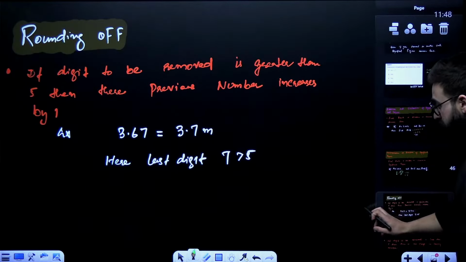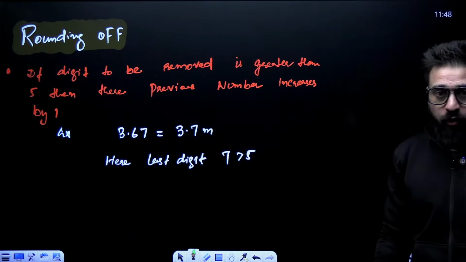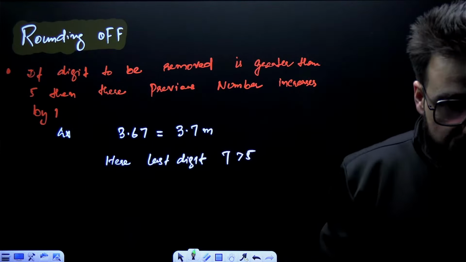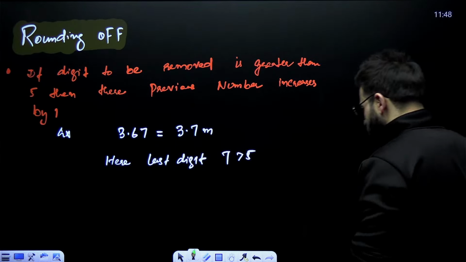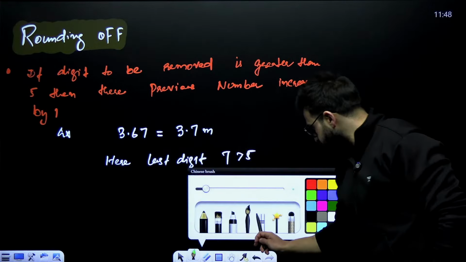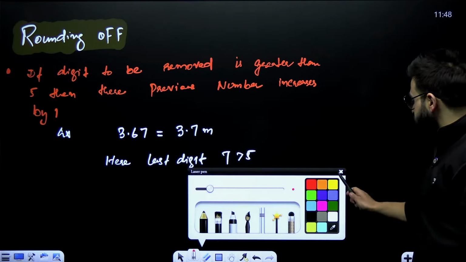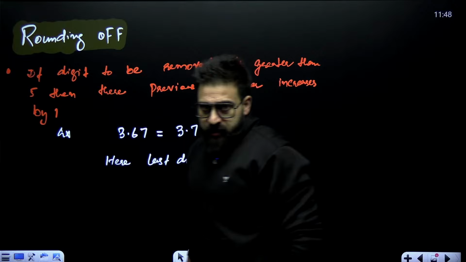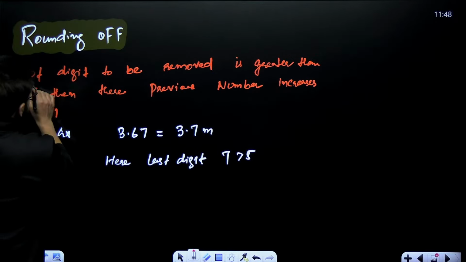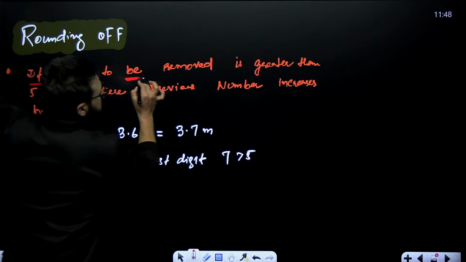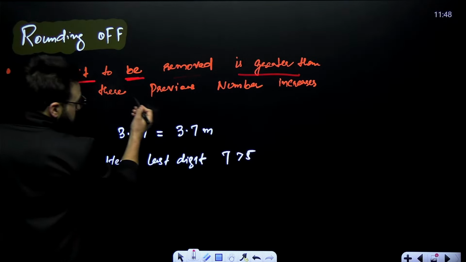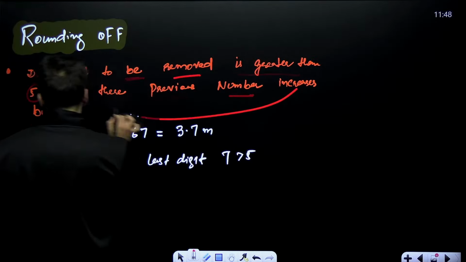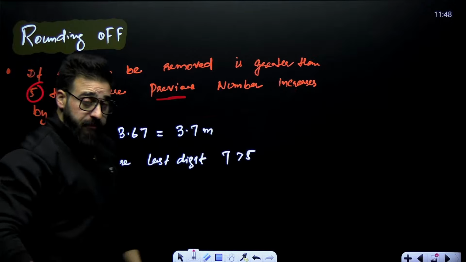Yes. Now comes the rounding off. Take a look, guys. When it comes to the rounding off, listen to me very carefully. We say if the digit to be removed is greater than 5, then the previous number increases by 1.